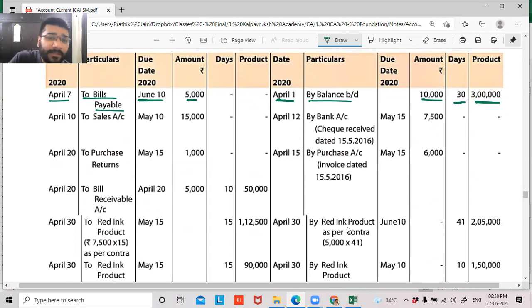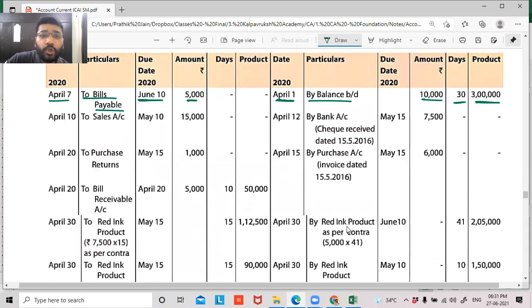Amount is 5,000, guys. Tell me, guys, the due date is falling before the account current statement date or after it? After. So please, can you calculate the number of days? April 30 is the account current statement date. Calculate from the next day, that is 1st of May. So May has got 31 days, guys. June has got 10 days. So can I say 31 plus 10 is 41?